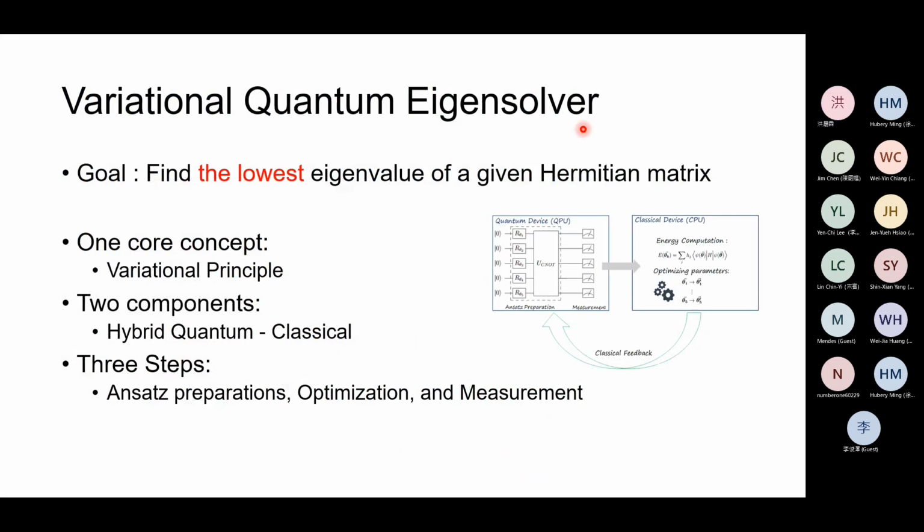I think everyone here is familiar with the variational quantum eigensolver, so this is just a one page introduction. The goal is to find the lowest eigenvalue of a given Hermitian matrix, and it has one core concept from quantum chemistry: it's based on the variational principle. It has two components, a hybrid quantum classical approach, which leverages both quantum and classical parts to solve problems. And three stages: state preparation, optimization, and measurement.